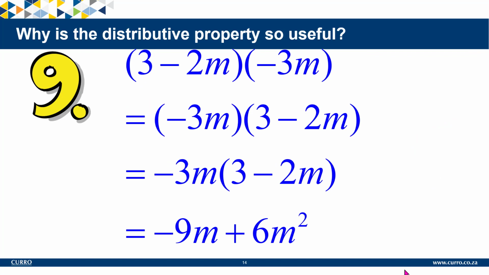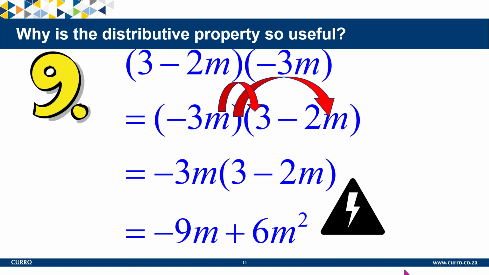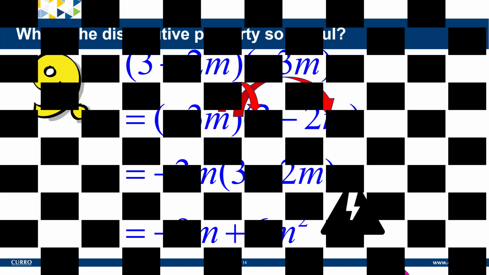We can just swap the order of the brackets using the commutative property. And then we'll just distribute the negative 3m to the 3 and the negative 2m in the bracket. Negative 3m times 3 is negative 9m. And negative 3m times negative 2m will be 6m squared. Yes, be careful of the negative in front of the bracket.